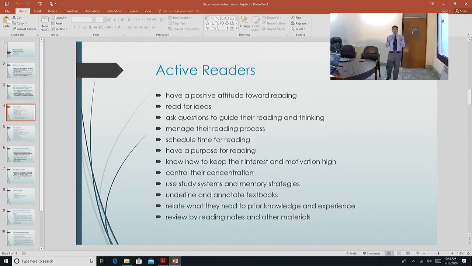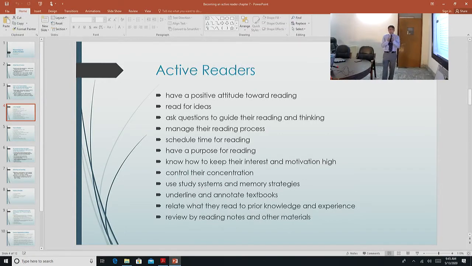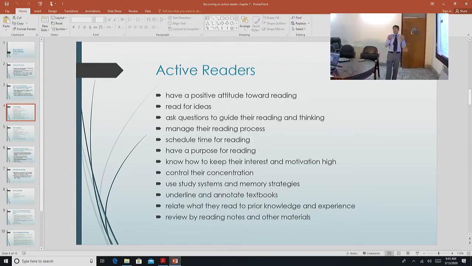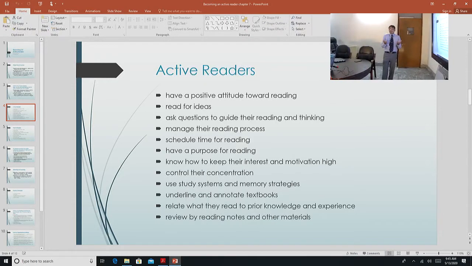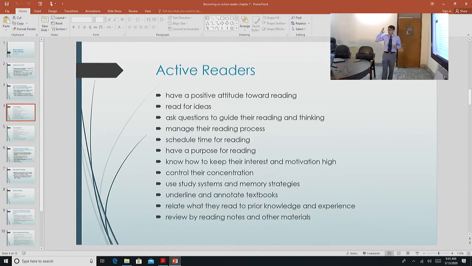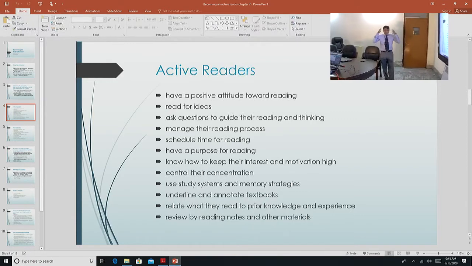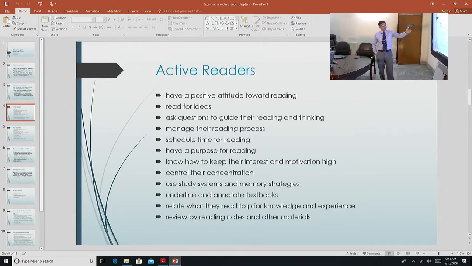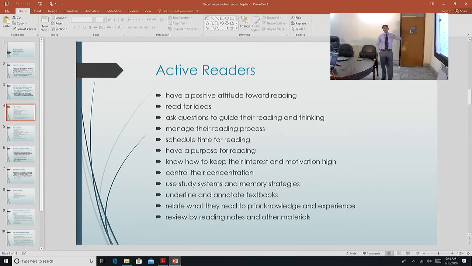Old Man and the Sea, I know you people do not read, but those who do their graduation from Punjab University, they study these poems and these textbooks. So I still remember what happened in Old Man and the Sea. And I still remember when I was studying Mr. Chips in my FSC. So they are there in my long-term memory. So we need to concentrate, use study systems and memory strategies, underline and annotate textbooks.